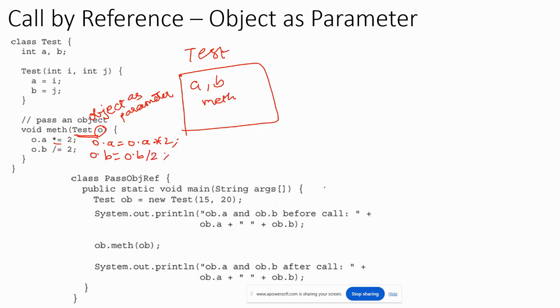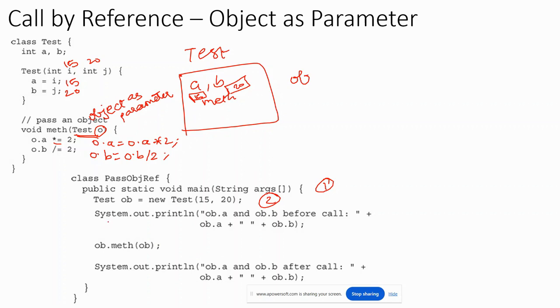So main execution, first line, second one, 15 and 20, two parameterized constructor. So this 15 and 20 will be passed to i and j. So i, 15 is assigned to a, b is 20. Now a is having value 15, b has a value 20. Okay, my object name is ob.